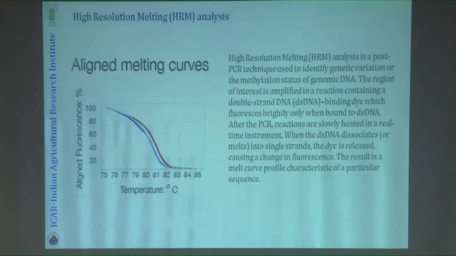Also, there is another method I want to introduce to you, high-resolution melting analysis, which is a post-PCR technique used to identify genetic variation or methylation status of genomic DNA. Melting curves are used to know about binding or non-specific binding, and the same method is now used in high-resolution melting analysis, where the temperature is changed every degree or less to know about the genetic variations and methylation status of the genomic DNA. The region of interest is amplified in a reaction containing a double-stranded DNA binding dye that fluoresces brightly only when bound to double-stranded DNA.